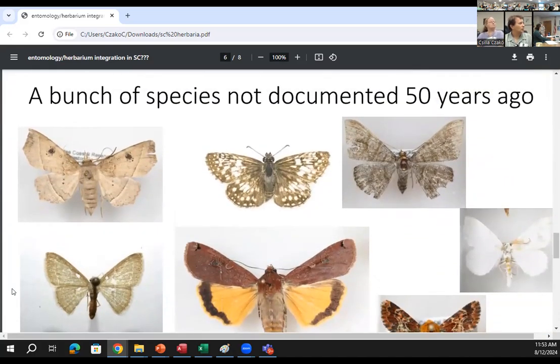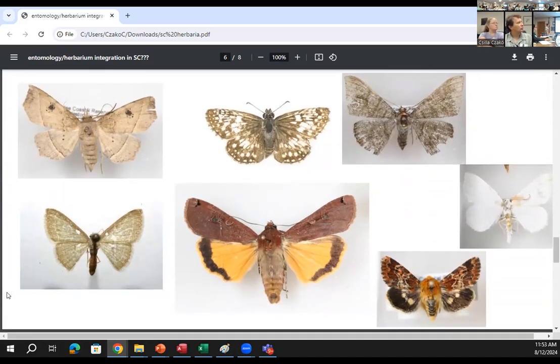Last year, we started resampling the area. He sampled from his retirement in 65 to when he passed away in 76. In just a year or so of sampling, we've got a whole bunch of new species, including a whole bunch of new state records for South Carolina. This is a state record, this is a state record, this is a state record. I think we got about a dozen new state records last year.